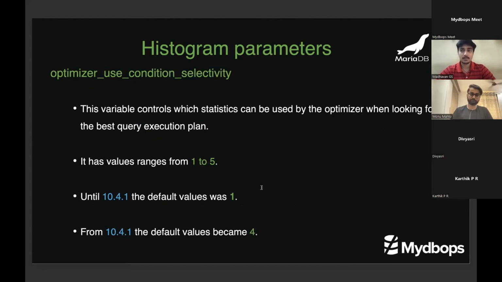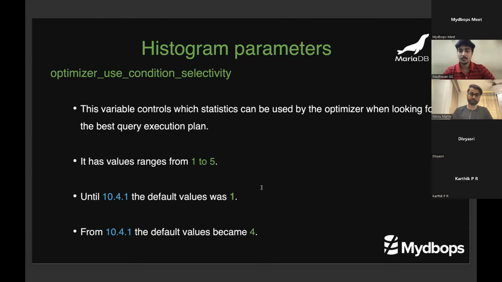Next, optimizer use condition selectivity. This variable controls which type of statistics the optimizer will look at when preparing the execution plan. Its values range from 1 to 5. Until 10.4.1, 1 is the default, and after 10.4, 4 is the default. It gives the selectivity of range predicates.